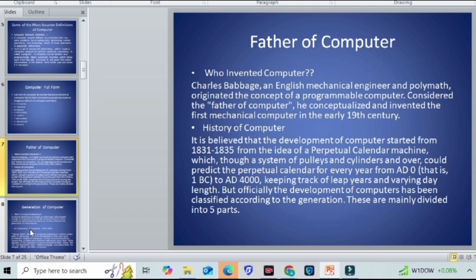History of computer. It is believed that the development of computers started from 1831 to 1835 from the idea of a perpetual calendar machine, which, through a system of pulleys and cylinders and more, could predict the perpetual calendar for every year from AD 0, that is 1 BC, to AD 4000, keeping track of leap years and varying day length. But officially, the development of computers has been classified according to generation. These are mainly divided into 5 parts.